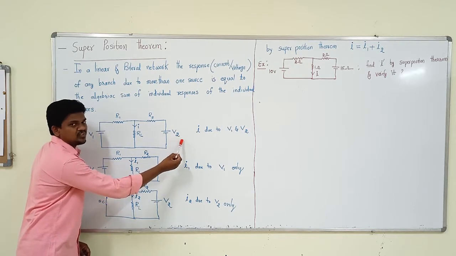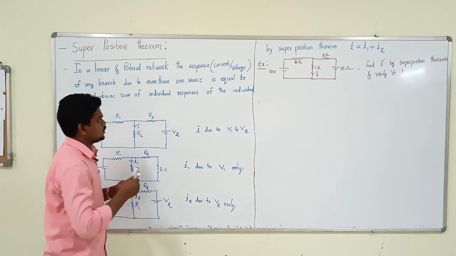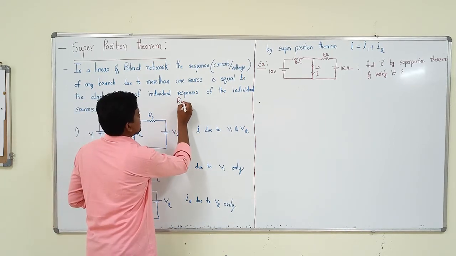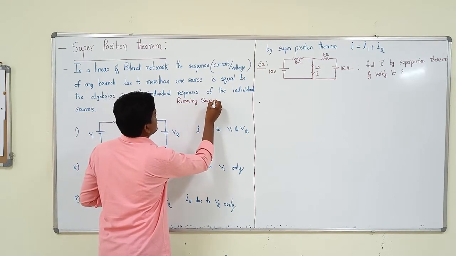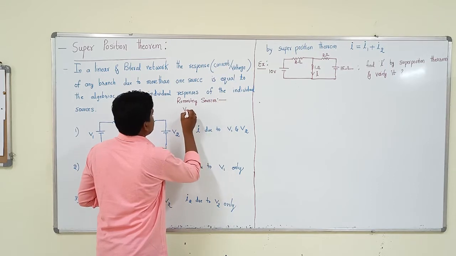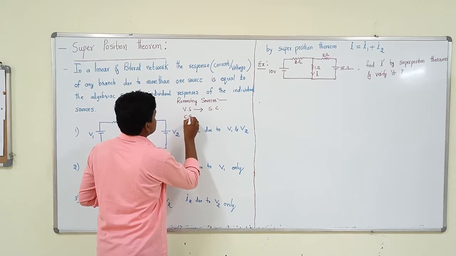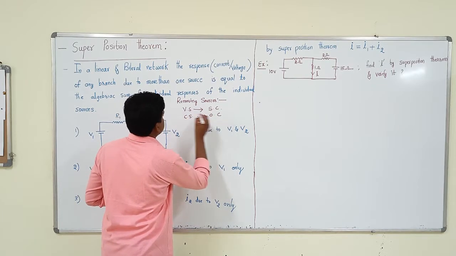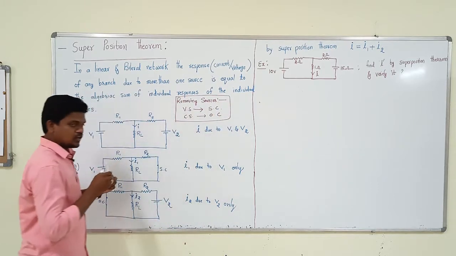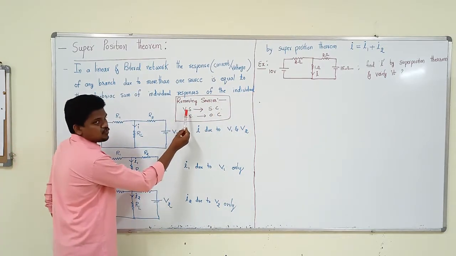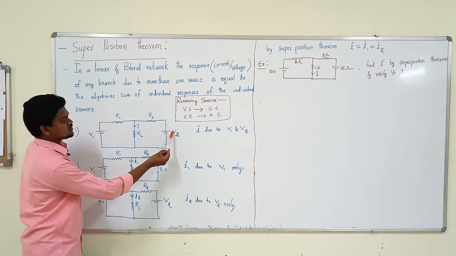Removing the V2 source means, removing sources is like this. A voltage source is removed by short circuit. A current source is removed by open circuit. This is one of the important things. Removing sources means a voltage source is always removed by short circuit. That's why I am short circuiting this source.